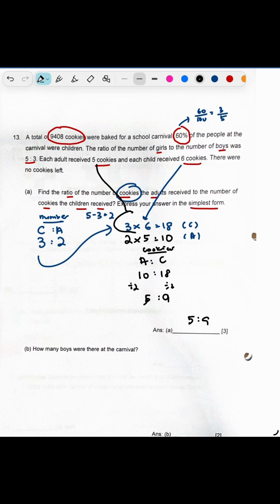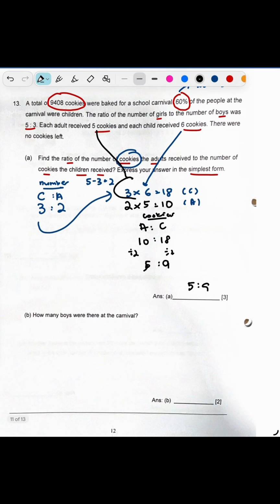But you need to be very clear. The one that I wrote in black is the number of cookies, while the one I wrote in blue is the number of children to the number of adults. Now with that, we are going to move on. Since the number of cookies that the adults receive to the number of cookies that children receive is in this ratio, let us add this ratio. 5 plus 9 units is 14 units.